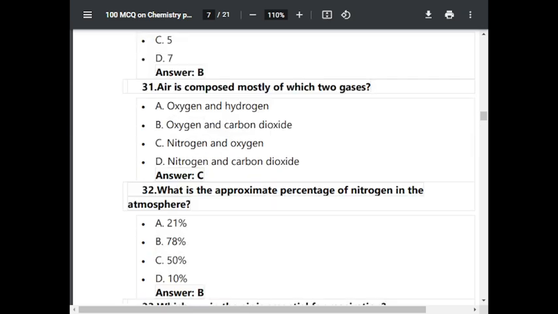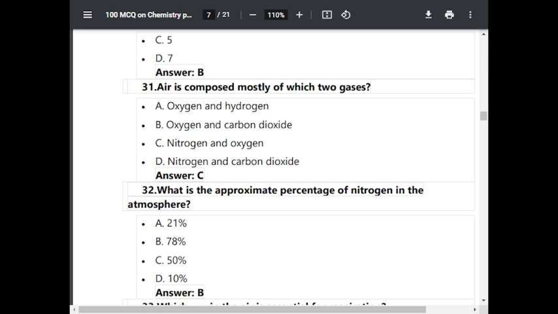Air is composed mostly of which two gases? Option A oxygen and hydrogen, option B oxygen and carbon dioxide, option C nitrogen and oxygen, option D nitrogen and carbon dioxide. The correct answer is C, nitrogen and oxygen. Air is composed of nitrogen and oxygen.